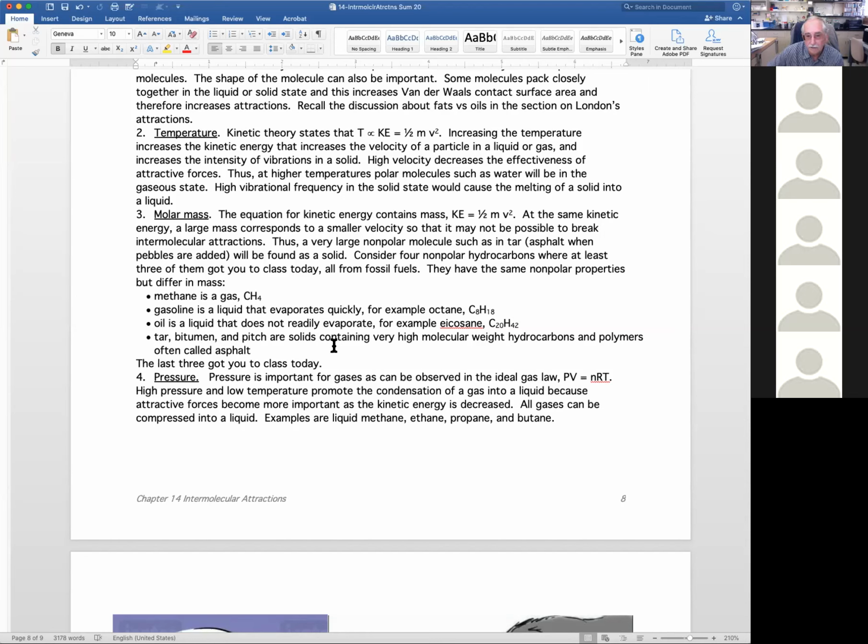And finally, if you're a gas, pressure is extremely important. You guys know if you take propane gas and you pressurize it, it turns into a liquid, right? Liquid propane.